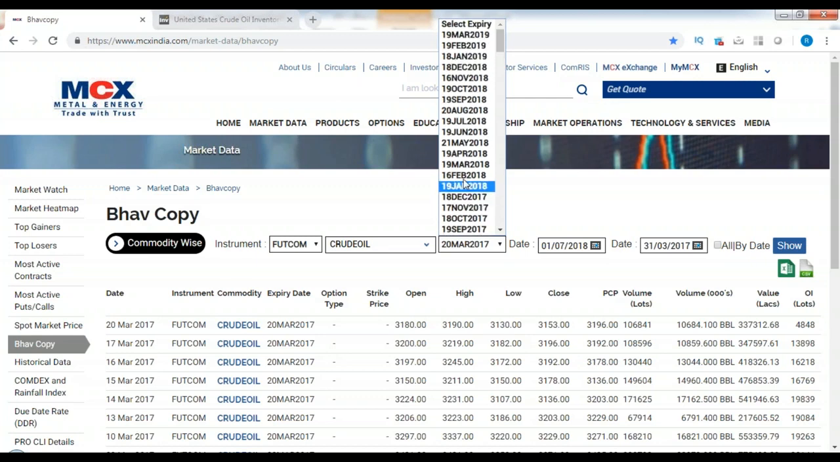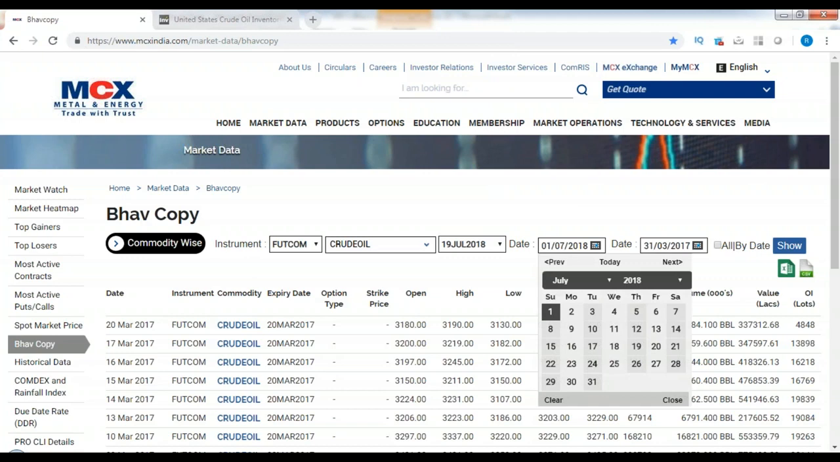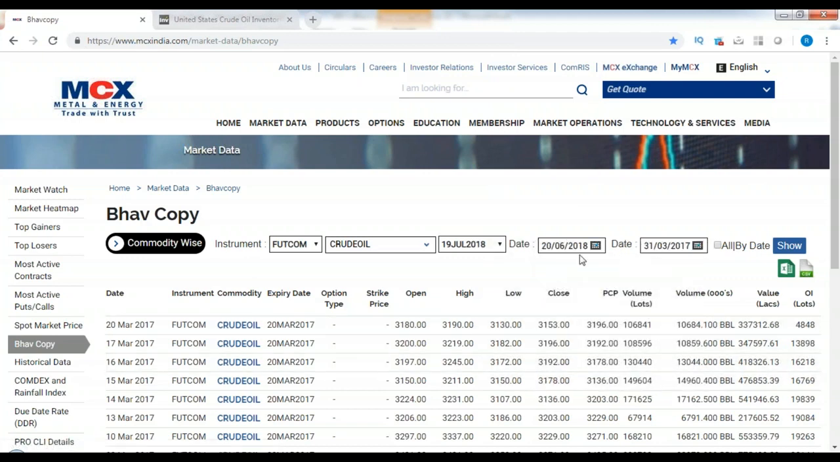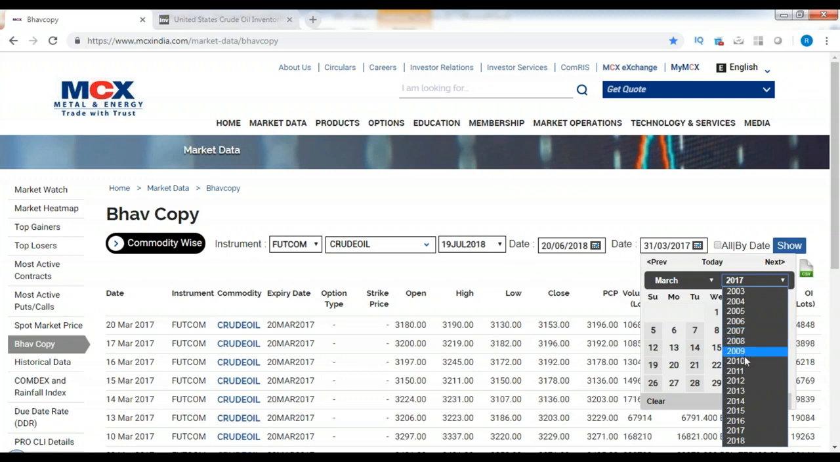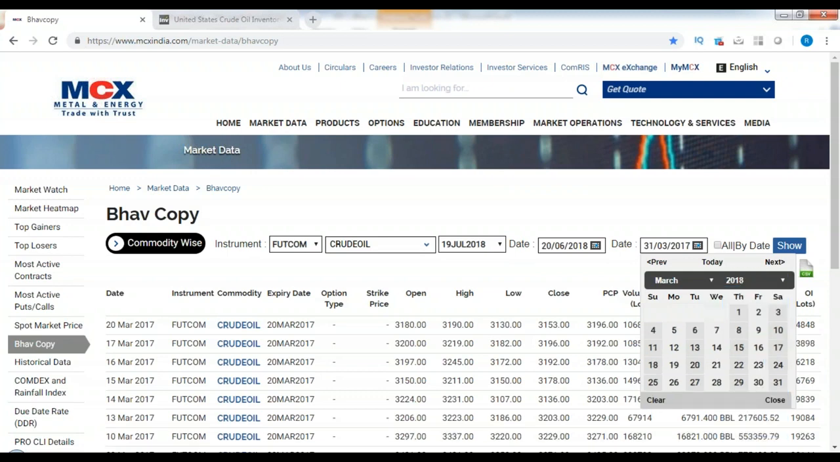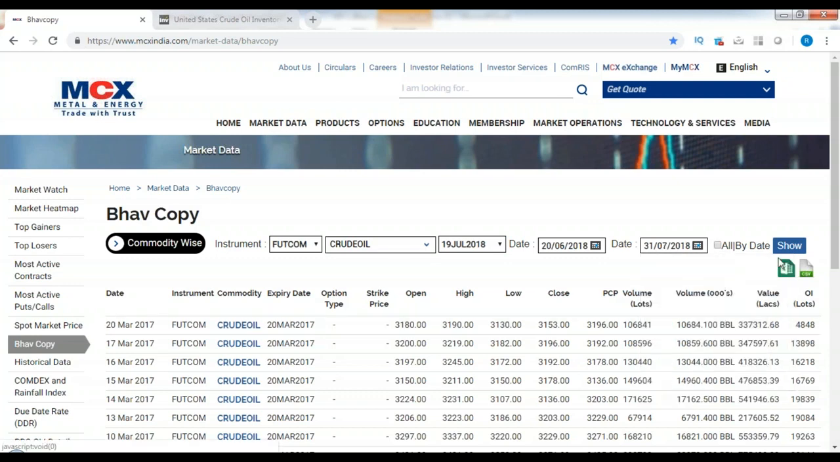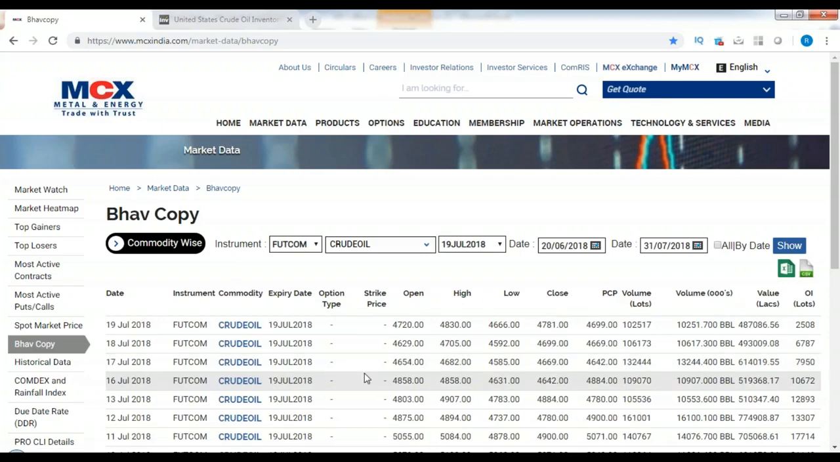'14, '17, '18. Okay, so say this is the July contract, 19th of July. So this contract started from 20th of June. What I'll do is start from 20th of June, when the contract came into real power, and we'll take it till the end of the contract. Say, for example, till the end of July. Whatever the date is, it will automatically pick up.